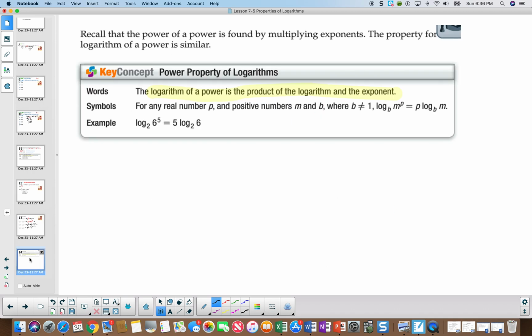Okay, our last property goes like this. The logarithm of a power is the product of the logarithm and the exponent. Okay, so right here is the log, and this is the power. And it says that that is going to be the product of the exponent times the log.